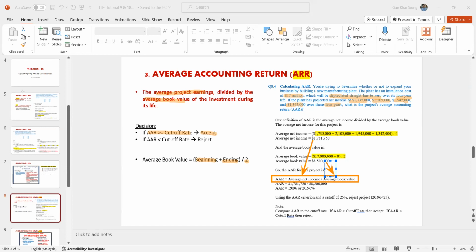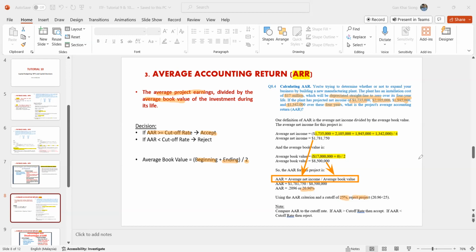However, in this question, the cutoff rate is not given. But here, let's say we assume that the cutoff rate is 25%. How much do you get in terms of AAR? It's only 20.96%. So 20.96% is lower than 25%, and therefore we should reject the project. Again, what do you think about the effectiveness of using this rule? Again, it is arbitrary. How do you come up with this 25% in the first place? It is random. Again, this is not a good rule as well. So that's how you argue.